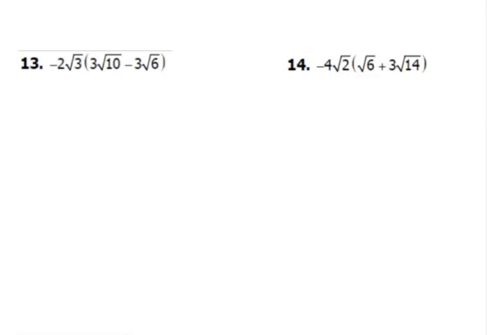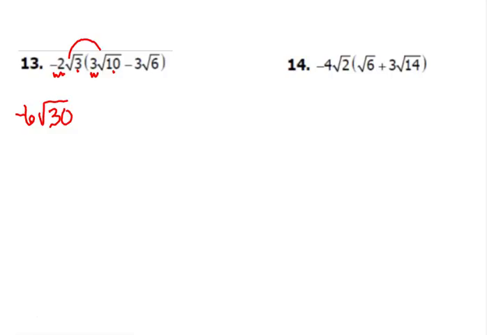Okay, let's go to 13. Same thing we just did. So this time we're going to take negative 2 square roots of 3 times 3 square roots of 10. So we're going to take the numbers on the outside times each other. So what's negative 2 times 3? That's negative 6. And now take the numbers on the inside times each other. Square root of 30.